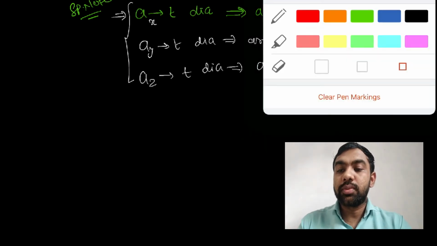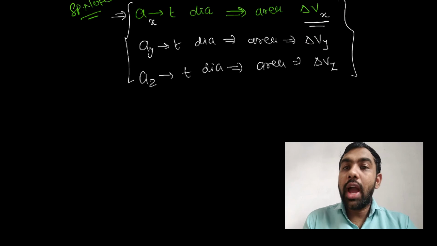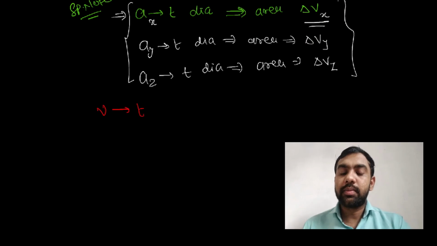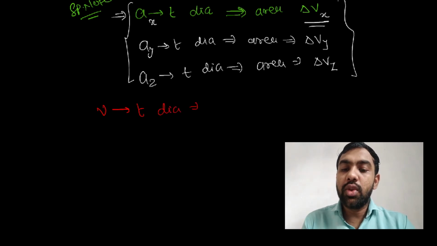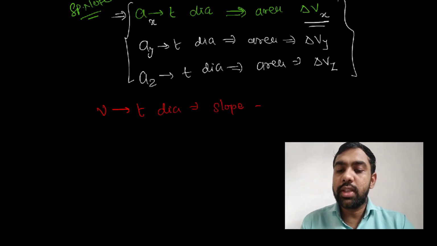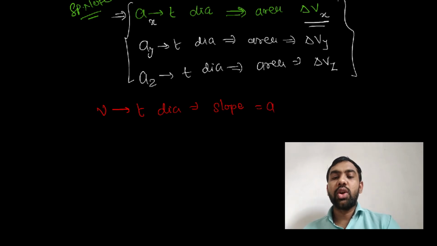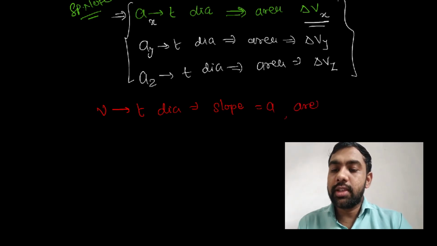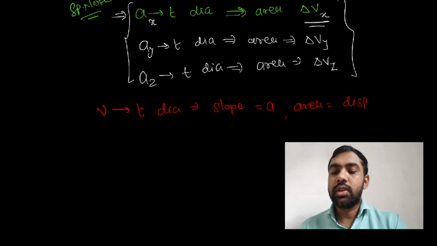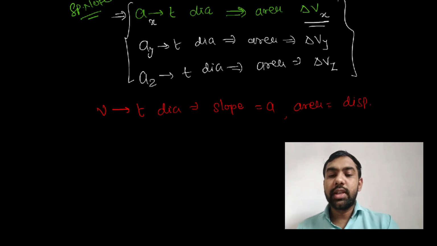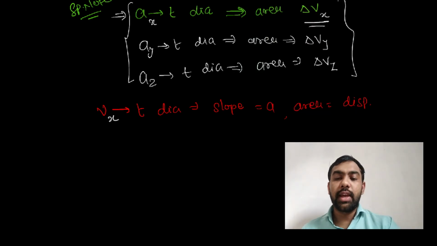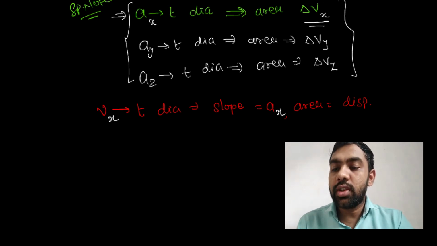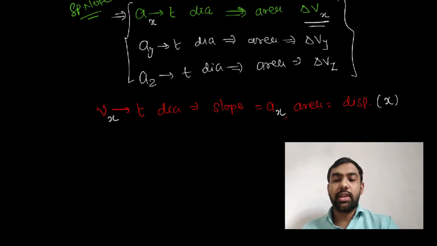Now the second special note, suppose you have a v versus t diagram. Then here you get these two answers. Slope is equal to a, and area is equal to displacement. So if you consider this situation, if you have a vx versus t diagram, then the slope is acceleration along the x direction, and the area is displacement along the x direction.